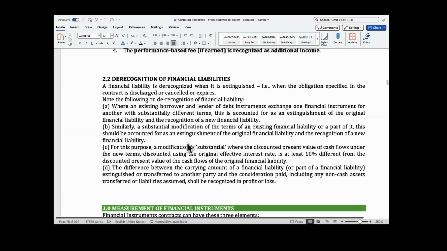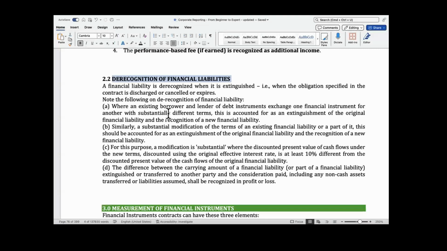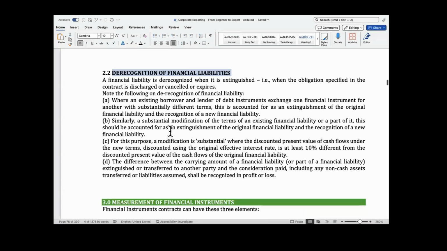Finally, for today, the recognition of financial liabilities. How do we derecognize a financial liability? Very simple. A financial liability is derecognized when it is extinguished.